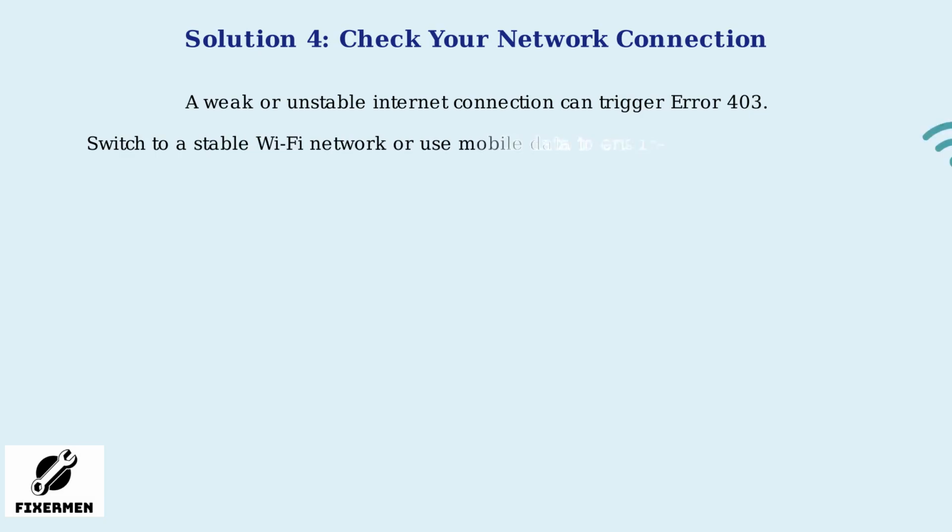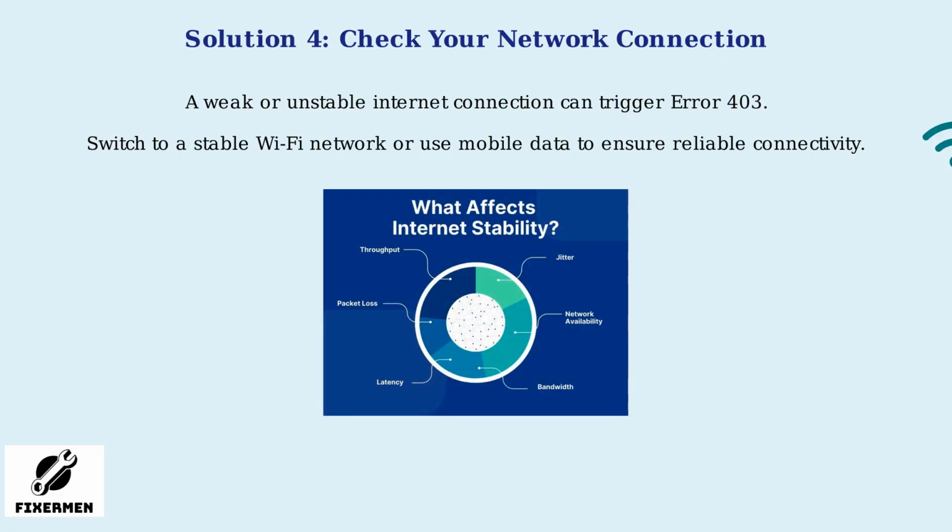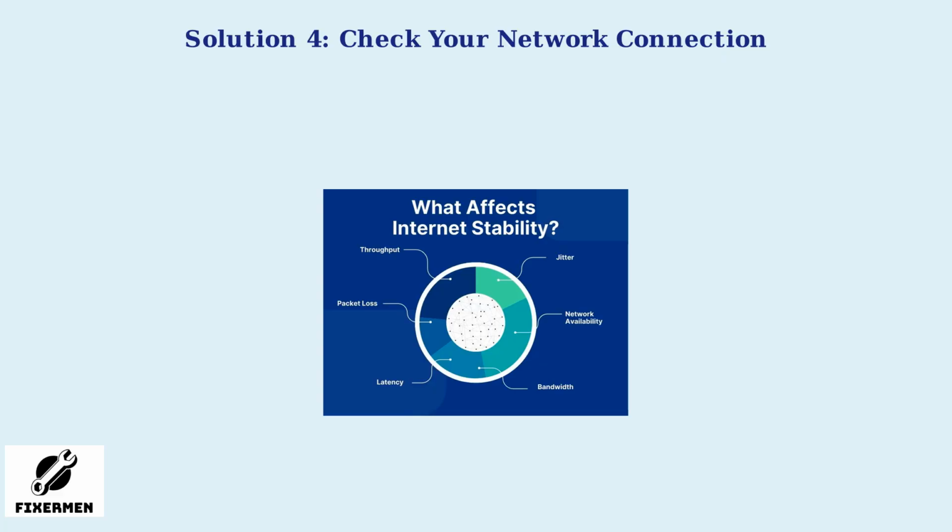A weak or unstable internet connection can trigger Error 403 on Venmo. This happens because the app needs reliable connectivity to verify your access and process requests. Switch to a stable Wi-Fi network or use mobile data instead of spotty connections. Factors like latency and packet loss can disrupt the connection and cause access issues.